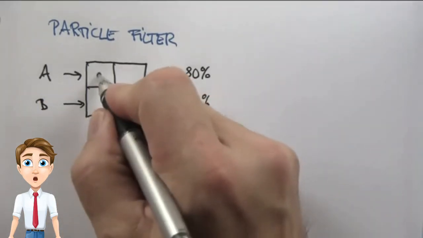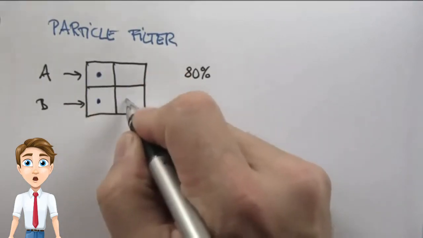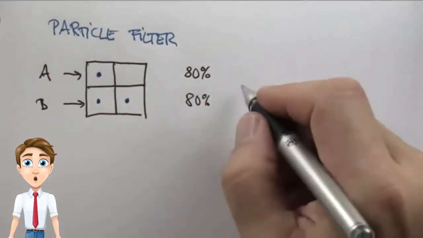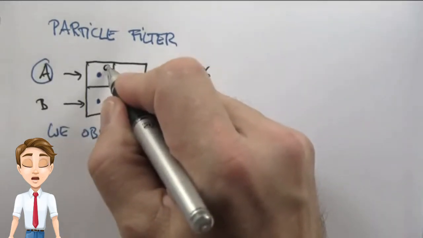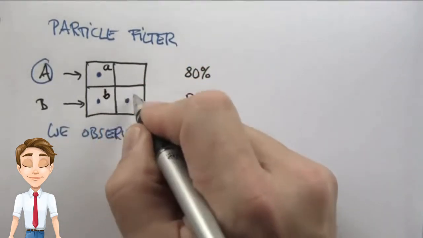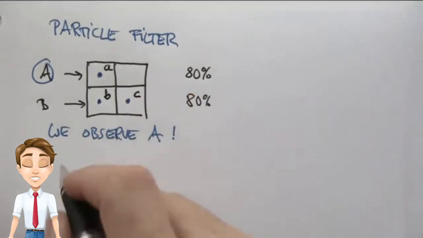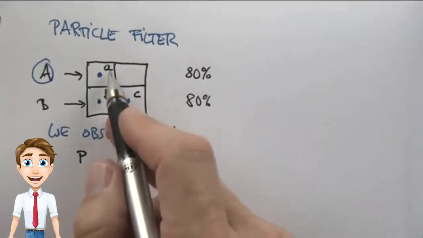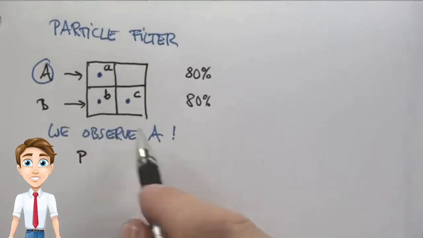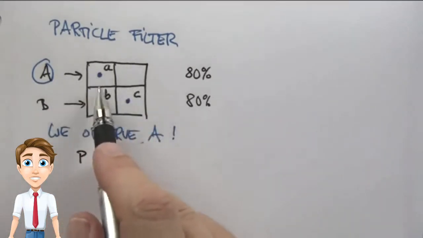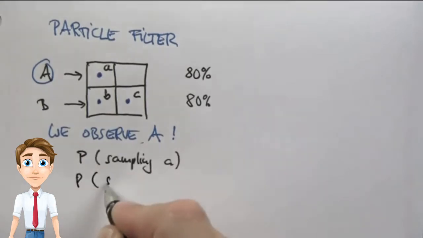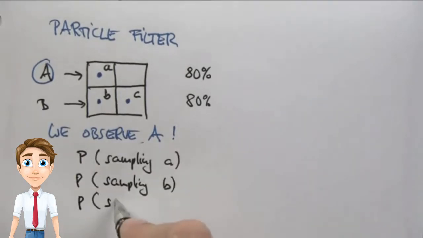Suppose we have 3 particles, one over here, one over here, and one over here, and we observe A. Let's call this particle over here particle a, lower caps a, lower caps b, lower caps c. What is the probability that we sample a, given that we just observed A, which means we're more likely to be in one of those 2 states over here? What's the probability of sampling b? What's the probability of sampling c?